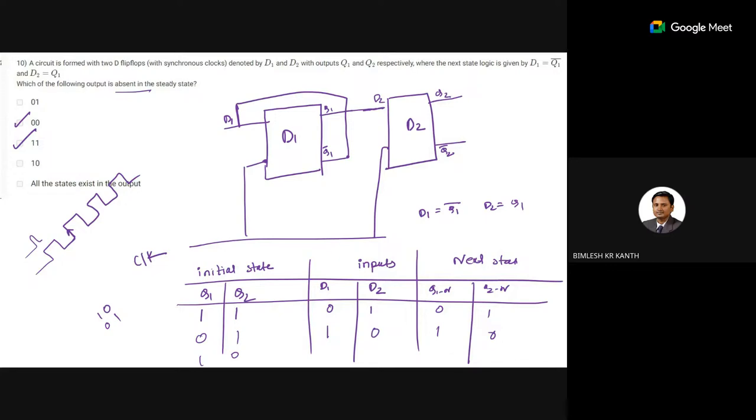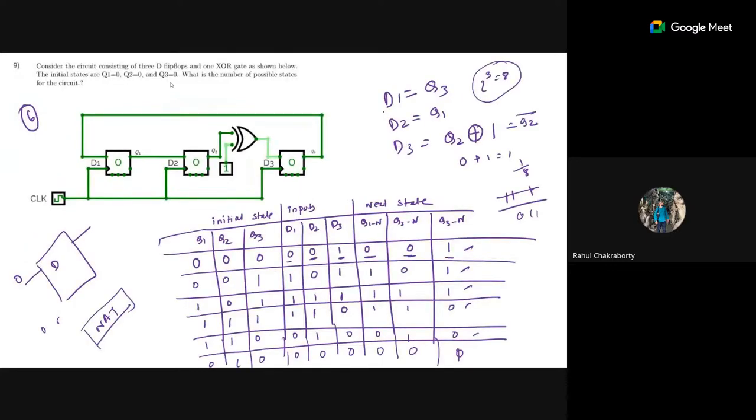Got it. Sir, one thing you just mentioned: what about the next clock pulse? What will be the output? It will be 001, right? If you give 000, it will be 001. So what you mean by next clock pulse is the next state? Yeah, after the next execution. Yeah, correct.